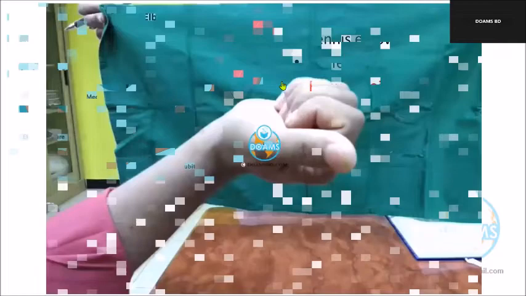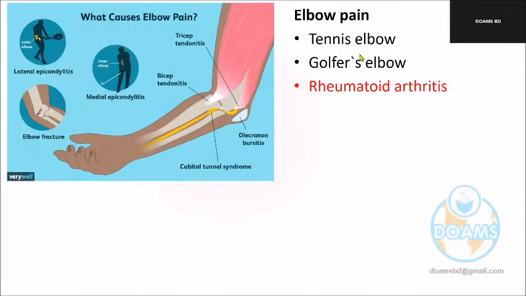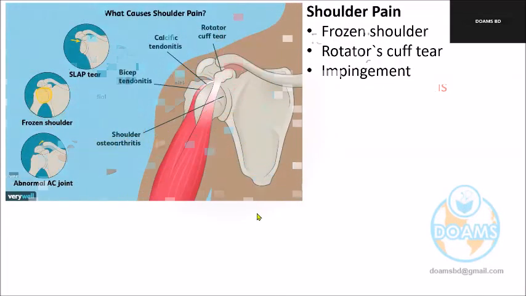Anyway, I remember. So now come to the elbow pain. Tennis elbow, golfer's elbow, and as a multisystemic or multi-joint disease, rheumatoid arthritis in the elbow. But in your exam, more commonly it will be tennis elbow and golfer's elbow. You see, many things happen here, but I'm rather loud to say these common diseases.